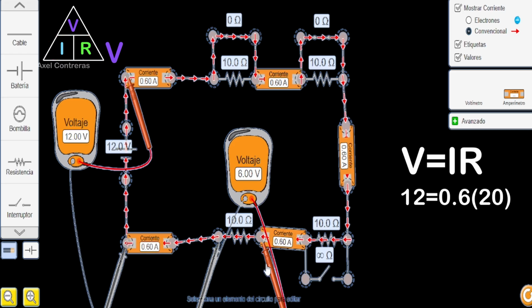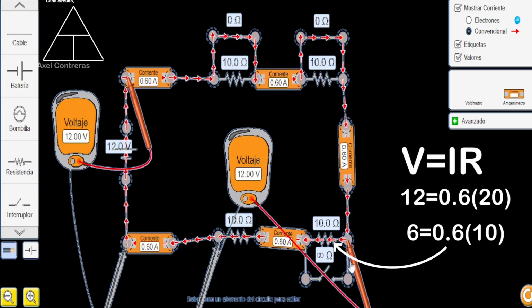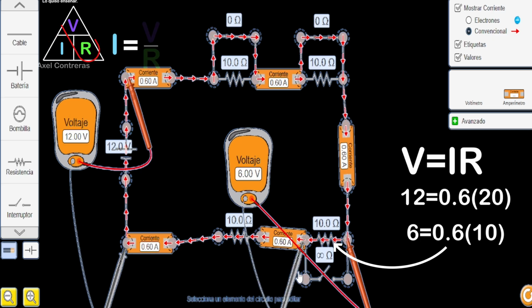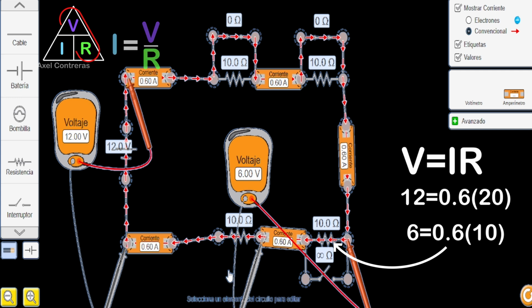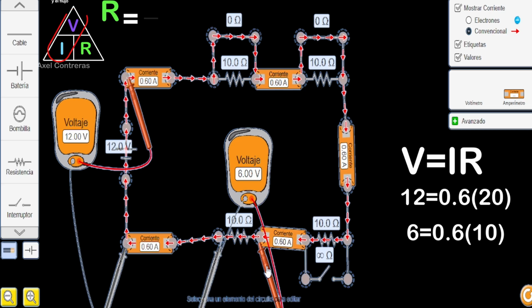But something else is happening. Notice that the voltmeter measuring the voltage of the resistor now shows 6 volts, and if we measure the voltage on the other resistor, it also shows 6 volts. It is very interesting to observe that in each resistor, Ohm's law applies with a voltage of 6 volts, a current of 0.6 amperes, and a resistance of 10 ohms. Furthermore, this could be replaced by an equivalent circuit with a 12-volt source and a single resistance of 20 ohms.